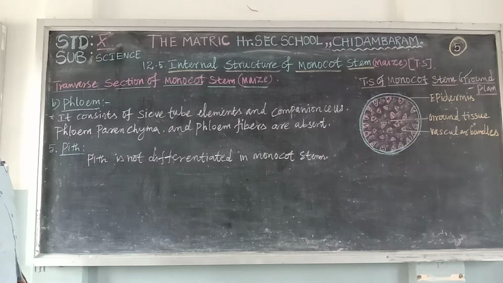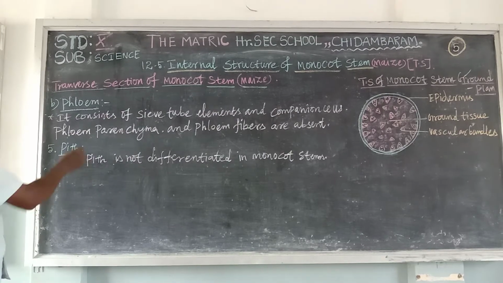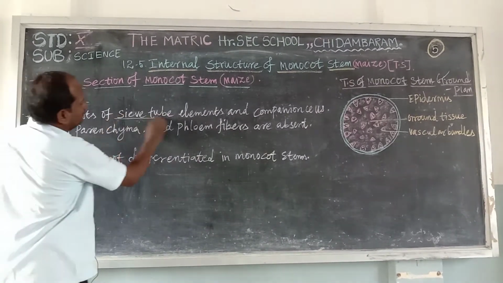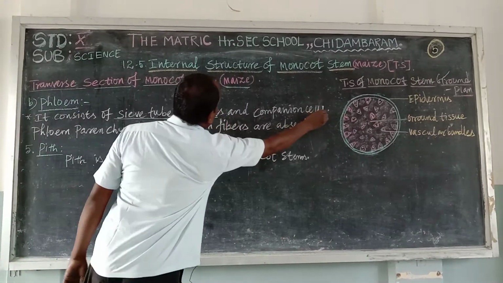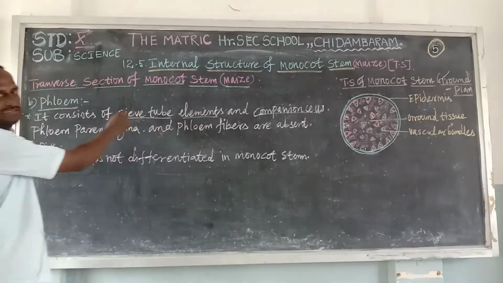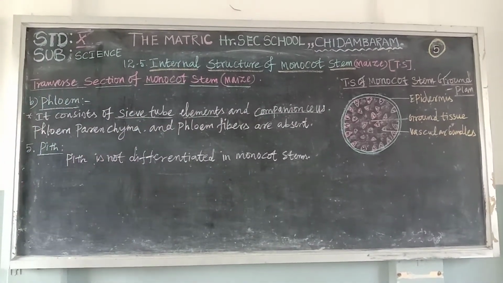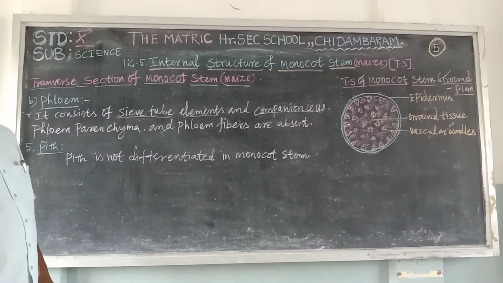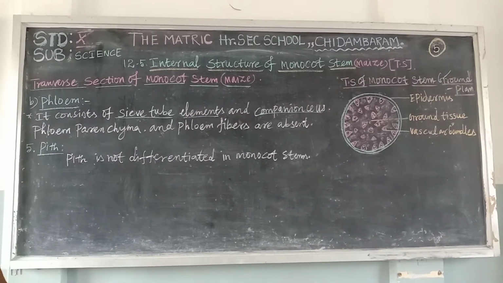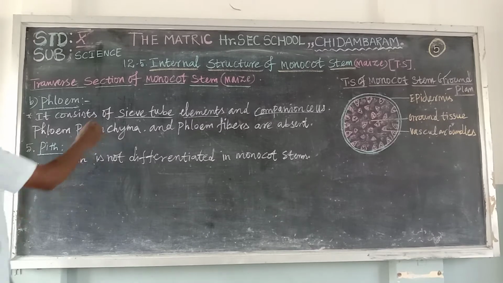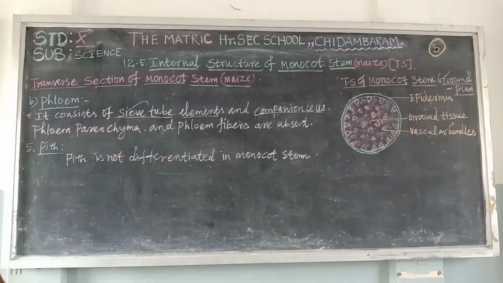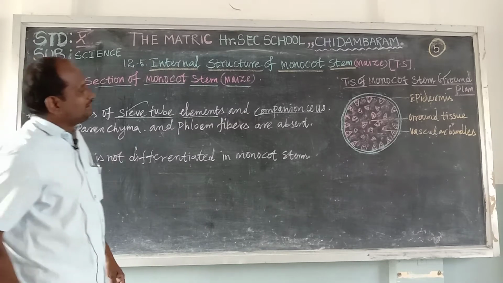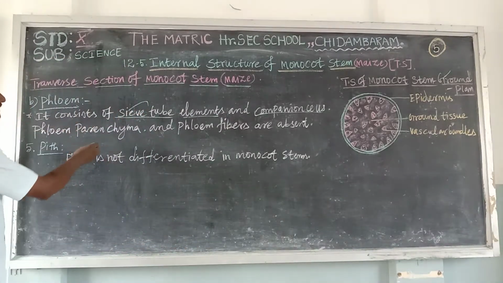Phloem carries the food. It consists of sieve tube elements and companion cells. What are sieve tubes? The phloem filters and selects food materials through the sieve tubes. Sieve means filtering. The phloem has a filtering layer of sieve tubes. In the phloem there are also companion cells and phloem parenchyma.